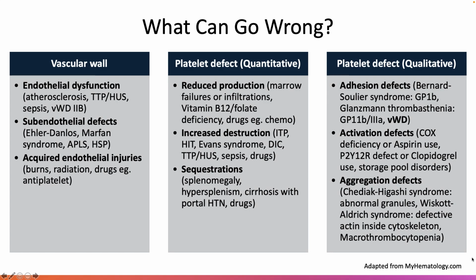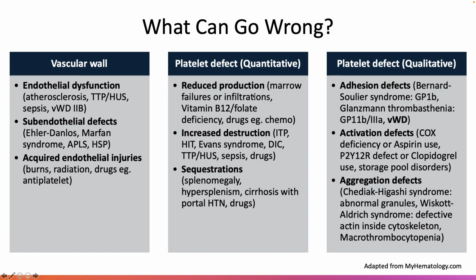So what can go wrong after understanding the platelet as well as the vascular spasm issue? Let's say you have a vascular defect, for example endothelial dysfunction or subendothelial defect, for example Ehlers-Danlos, Marfan syndrome, or those hyperelasticity syndromes, or you can get acquired injuries, for example burns or radiation. If you're talking about a platelet defect in terms of quantity, you're talking about thrombocytopenia. What actually causes thrombocytopenia?